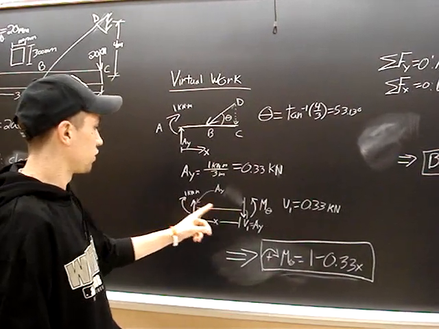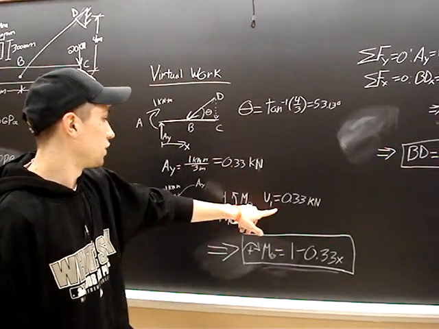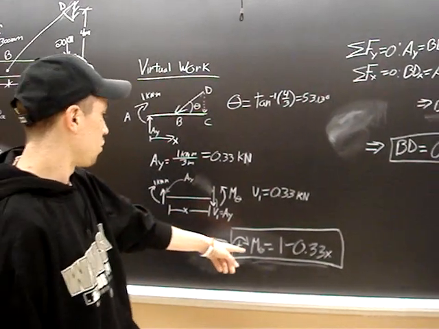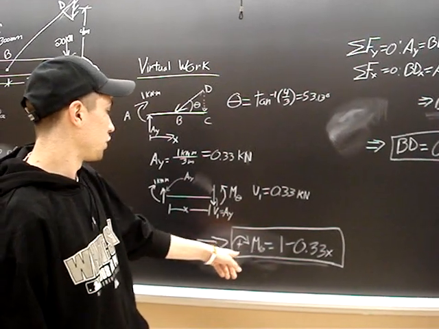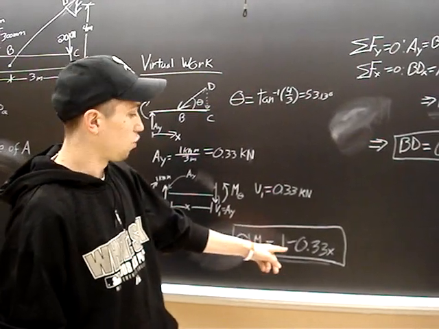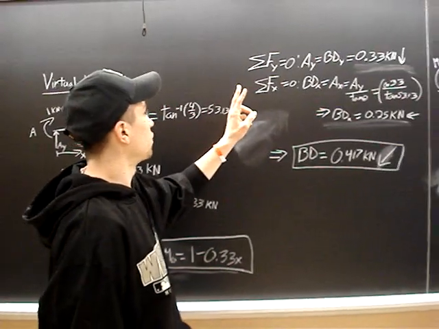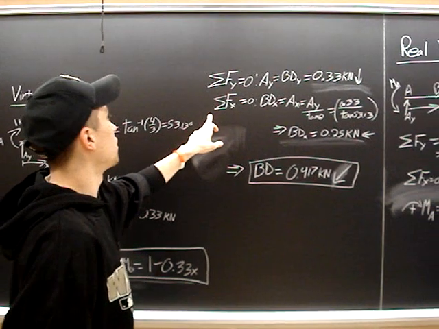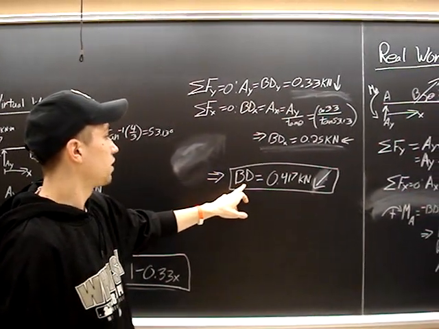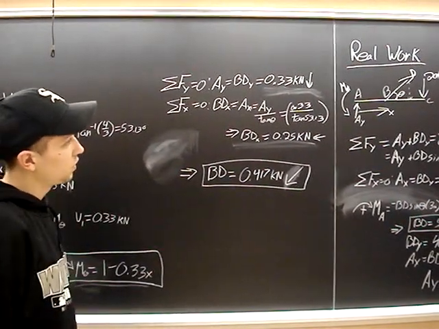So you can solve for VY on the other side, which is going to be equal to AY. So V is equal to 0.33 kilonewtons. And then we're able to solve for the virtual moment, which going clockwise is positive. We get the equation 1 minus 0.33x. Then we come over here and solve using the force equations, the x and the y. Then you solve for BD, which comes out to 0.417 kilonewtons to the lower left.